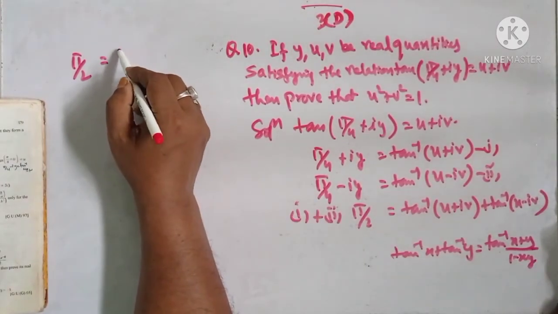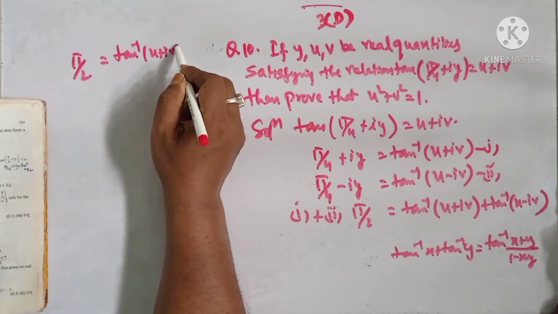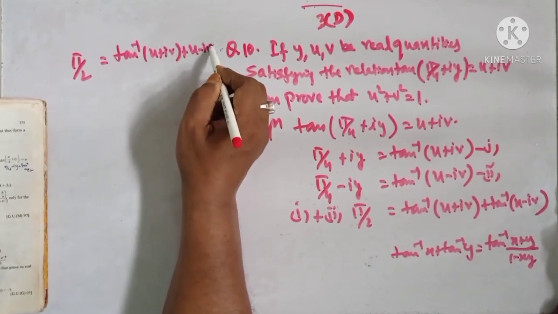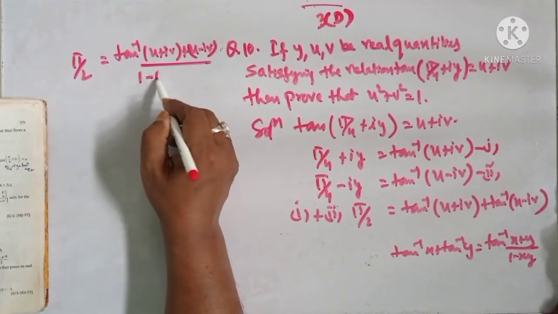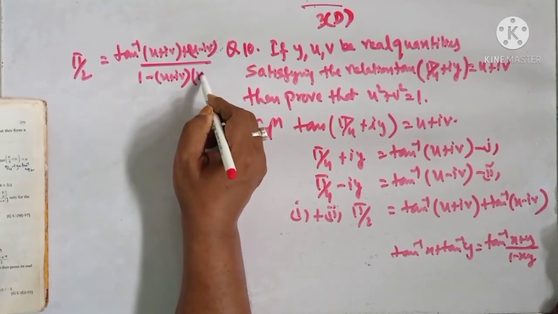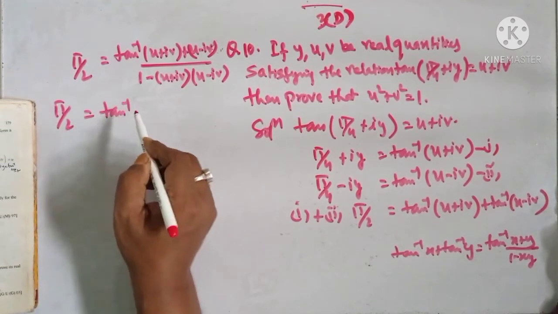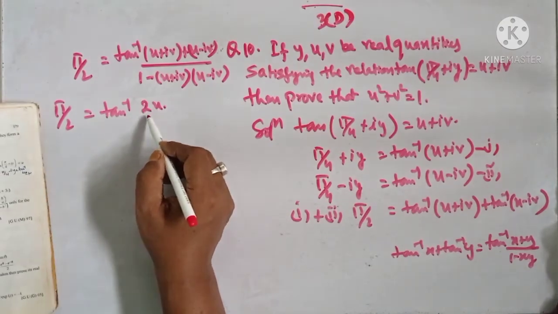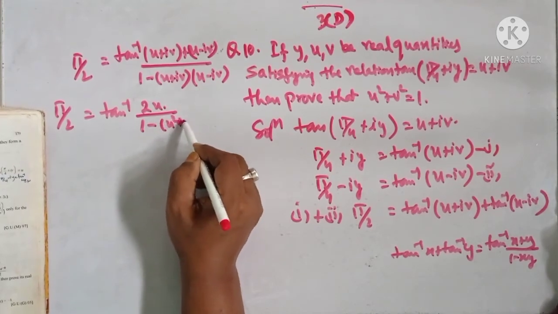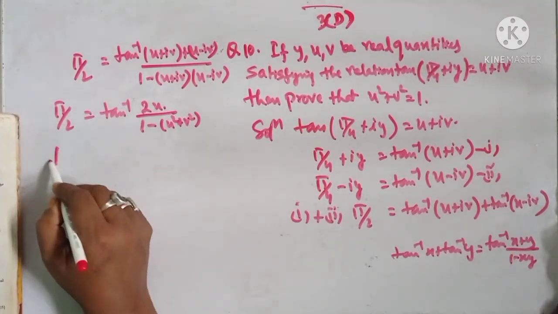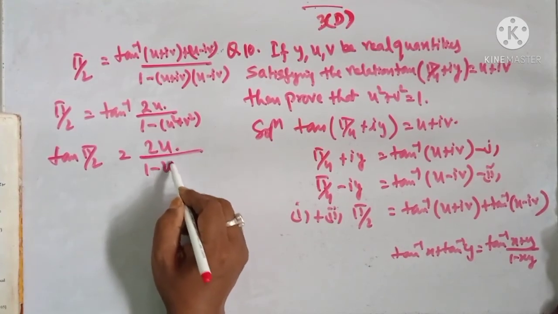So this will be tan inverse of u plus iv plus u minus iv, by 1 minus u plus iv into u minus iv. So pi by 2 will be equal to tan inverse of 2u by 1 minus, this will be u square plus v square. So tan pi by 2 is equal to 2u by 1 minus u square plus v square.